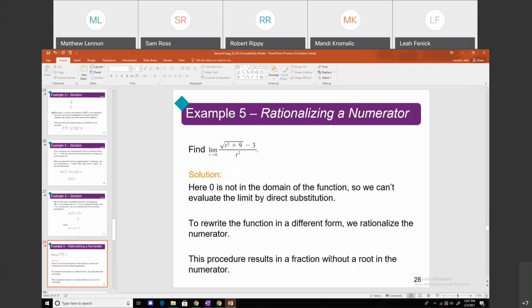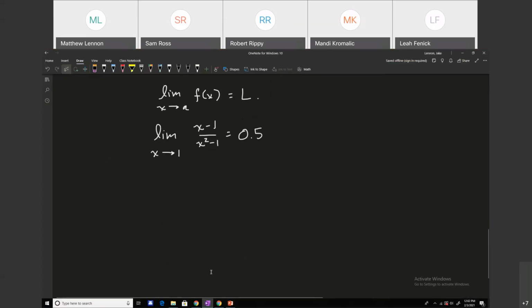Here, do we have a problem? Yes, we do have a problem because if you try to plug in the limit directly, we see it's not going to work, right? 0 squared would be a problem. We'd be dividing by 0. So we use a trick here called rationalizing a numerator. Basically, the trick is to multiply by the conjugate. So this might be familiar to you from arithmetic. In arithmetic, we usually rationalize the denominator. So remember the main thing here, multiply by the conjugate.